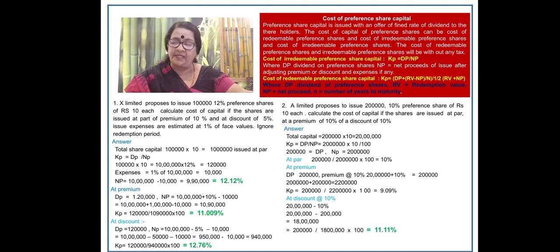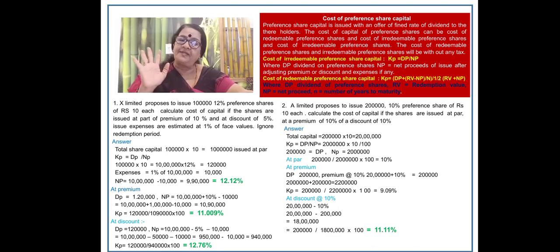And second, it is issued at 5% premium. So again we apply the same equation. Here RV is the same, 5 lakh, and NP we have to calculate. 5 lakh is the value plus 5% premium, that is 5 lakh plus 25,000, minus cost incurred of 20,000. Then it is coming 5 lakh 5,000. It is your NP.